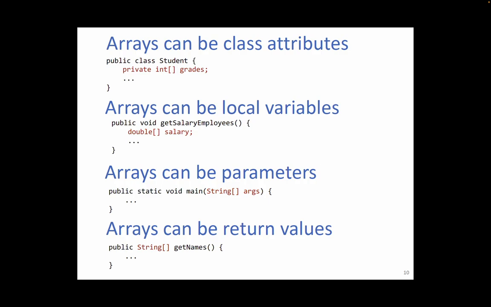And arrays can also be return values. So a function can return an array of something. So actually, you can think of it this way: arrays are just objects. So wherever you can use an object, you can also use an array in those cases.